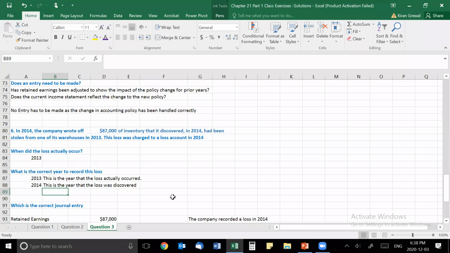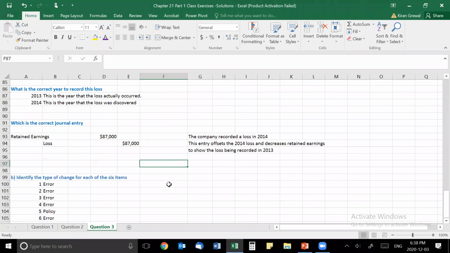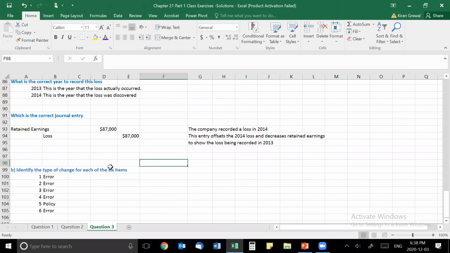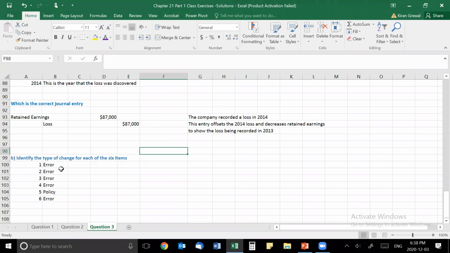So I'll show you the last journal entry. So this was an error, debit retained earnings to show that it was a prior period error, and then credit loss to get rid of the loss in 2014. All right, part B, we kind of answered while we were doing it. All of them are errors except for number 5, which was the policy change, going from FIFO to weighted average.